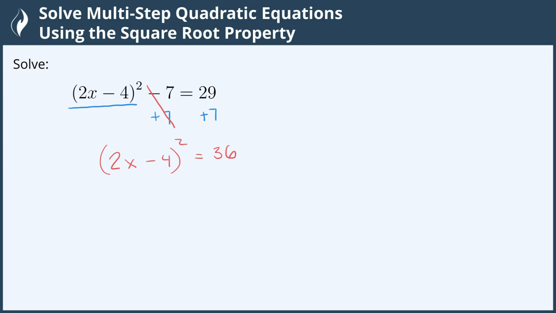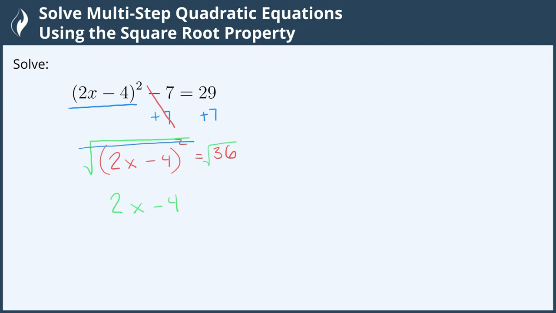And now we can undo the squared on this big binomial. So if we square root this entire binomial, it negates the squared. So it cancels out square root and squared, leaving on the left side just 2x minus 4. And we don't need parentheses anymore because we have undone that squared. On the right-hand side, we also need to do the square root property to keep it balanced, so we do the same thing on both sides.